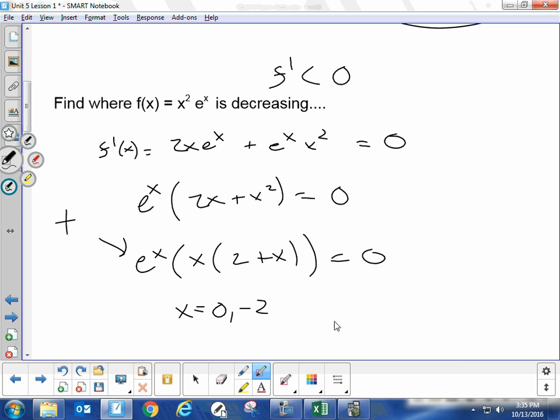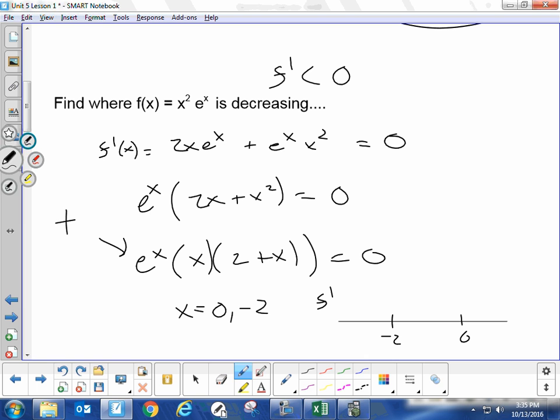Well now, after I get that, I will examine the signs of f prime around those two values. Again, don't forget, e to the x is always positive. Since e to the x is always positive, you don't even have to worry about it. You can almost exclude it and use test points in x times 2 plus x. So I use a test point like 1. We got a positive times a positive, times a positive, e to the x.